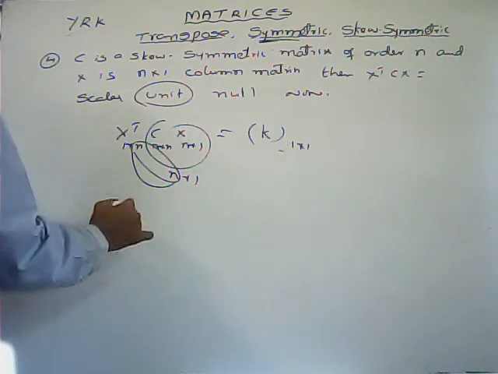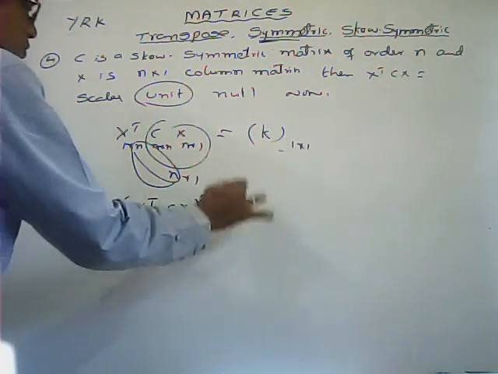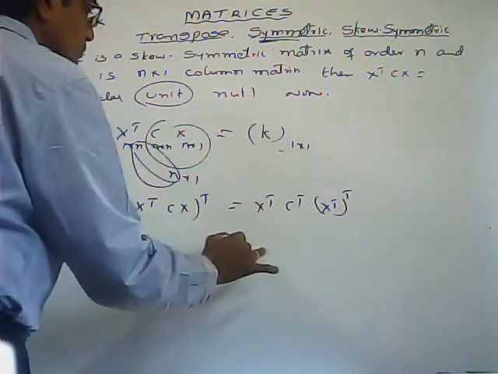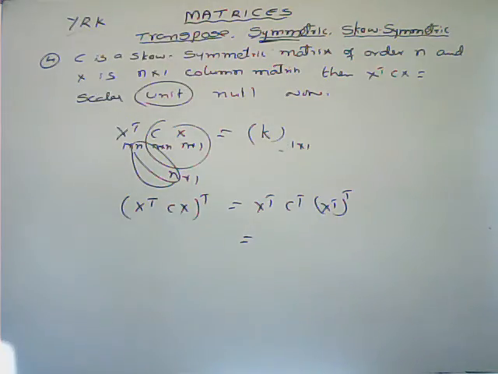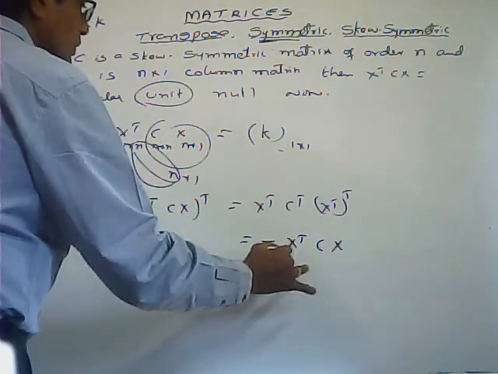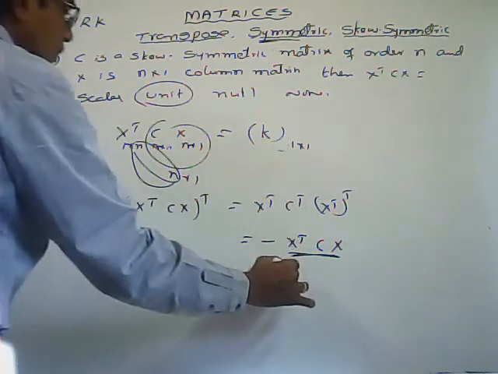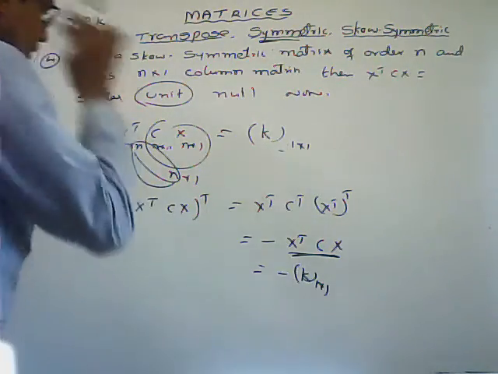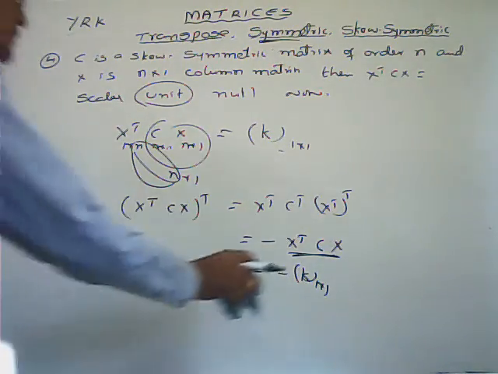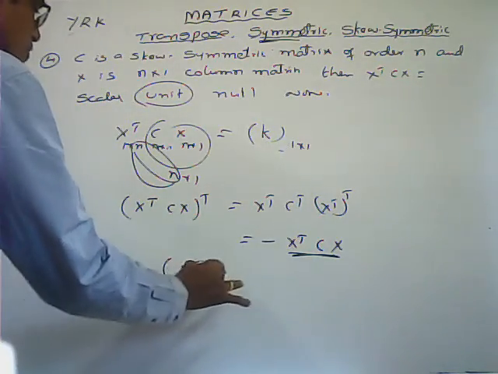Now here we can check one more thing. Find the transpose of that one. X transpose C X whole transpose, that is equal to X transpose C transpose X transpose whole transpose. And C is the skew symmetric matrix. So C transpose equals minus C, minus X transpose C X, that one I have taken K, 1 by 1. Otherwise here you can see X transpose C X whole transpose equals minus X transpose C X. So this X transpose C X is the skew symmetric matrix.